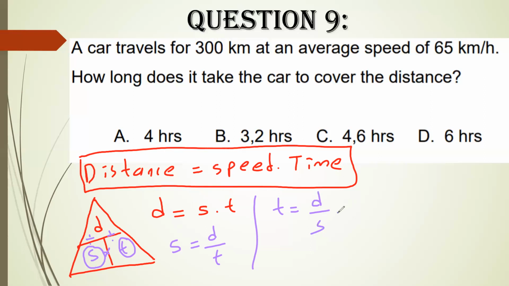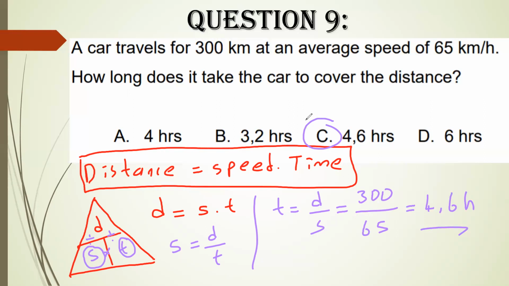Okay, let's continue. Now they're asking you how long, so they're asking time. Time equals distance over speed. What's our distance for this question? 300 kilometers over 65 kilometers per hour. So 300 over 65. When you calculate it, you are getting 4.6 hours. That's it. This is our answer. Answer is C. I think it is clear.